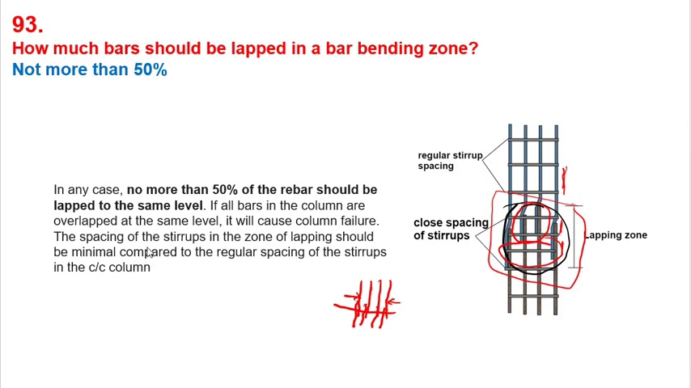So these are two important points you need to remember. One is that the overlapping in the bending zone or lapping zone should not be more than 50%. And the second important point is that the spacing of the stirrups in the lapping zone should be minimal as compared to the regular spacing of the stirrups.